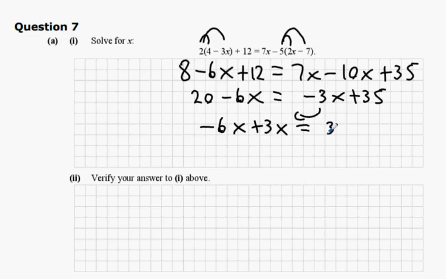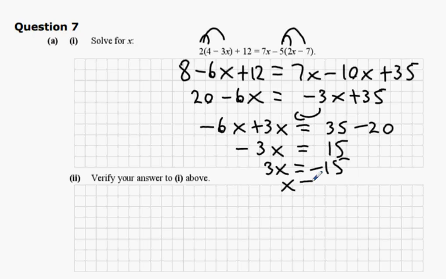Okay, I have the same thing, just the opposite way around. Same thing though. Okay, I got minus 3x equals 15. I'd multiply both sides by minus 1, and then divide by 3 to get minus 5. Everybody alright with that?